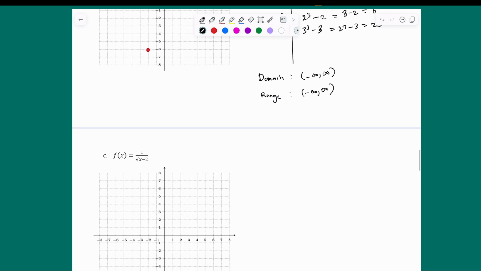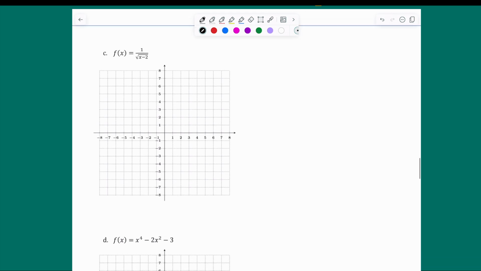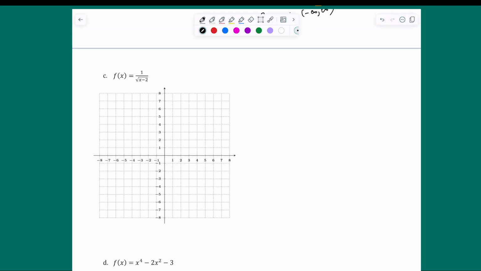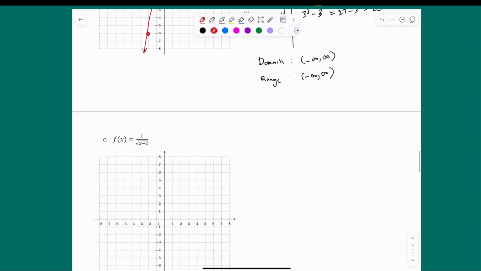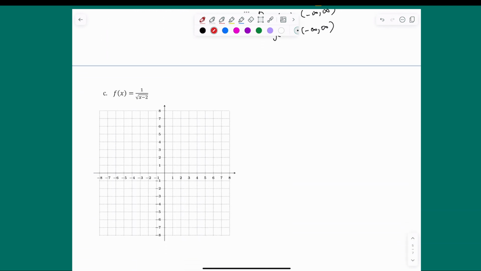All right, next function here. We have f of x equal to 1 over the square root of x. And by the way, let's complete the graph for this one. So just so we have it in our notes here, it looks something like that, and then shoots up.